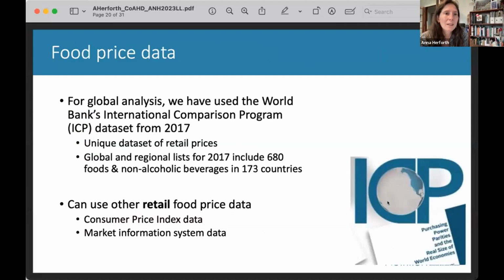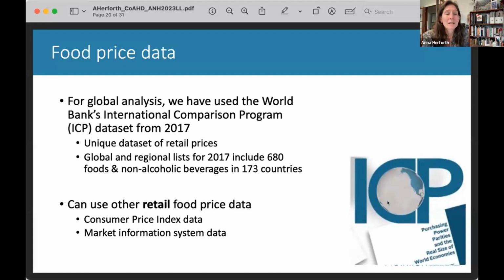And again, the global standard that we have used is this World Bank ICP data set, which is a global data set of food prices. But then, similarly to how we have national standards of a healthy diet, we also have national food price data that can be used. Countries are collecting consumer price index data on a very frequent basis, usually monthly or even more frequently, sometimes weekly.